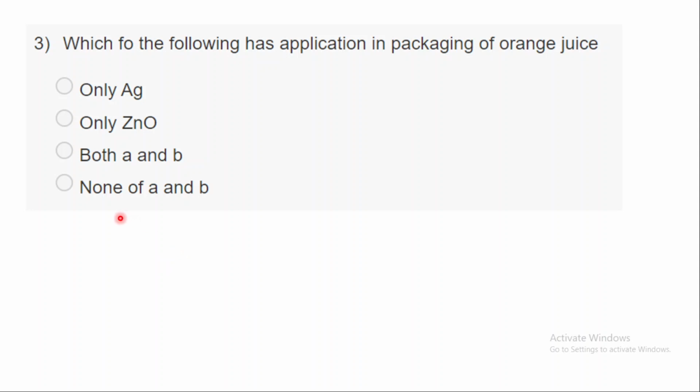Yeah. So now, since many people have answered, let's see what is the correct answer. In the packaging of orange juice, both silver and zinc oxide nanoparticles have application. So as many students have answered very correctly, both A and B is the correct answer. Not only silver, we have the application of zinc oxide nanoparticles as well. So let us see what happens in the packaging of orange juice.